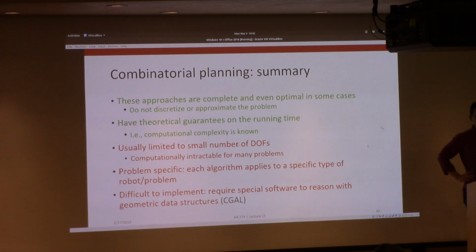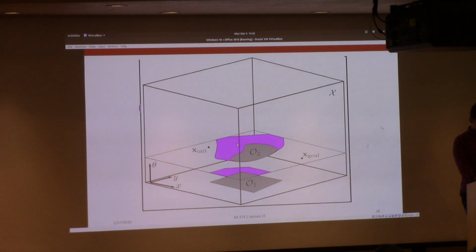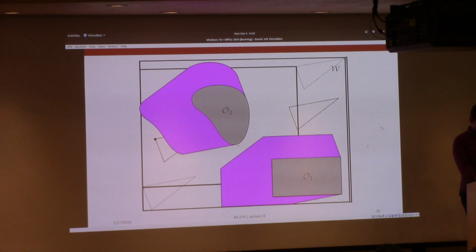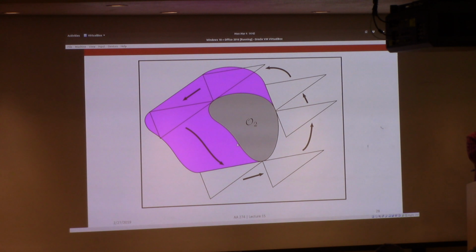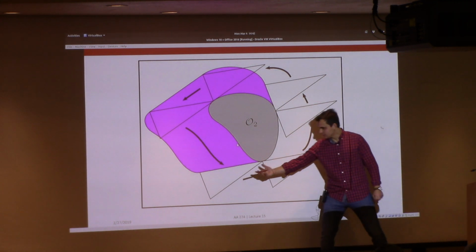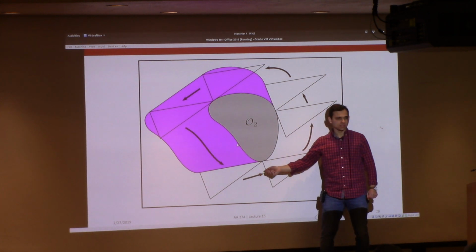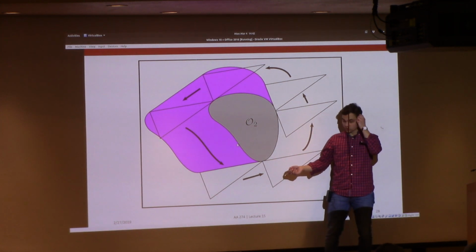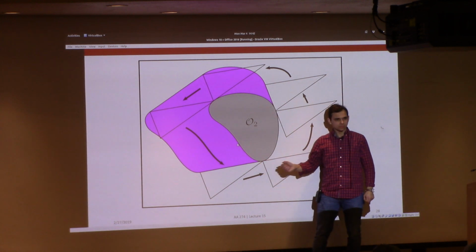Can you go to the slide where you ran the triangle? Sure. So here you are saying that we shouldn't enter the purple region, right? We get the purple region from the way we move this robot around. How exactly? Without rotating.